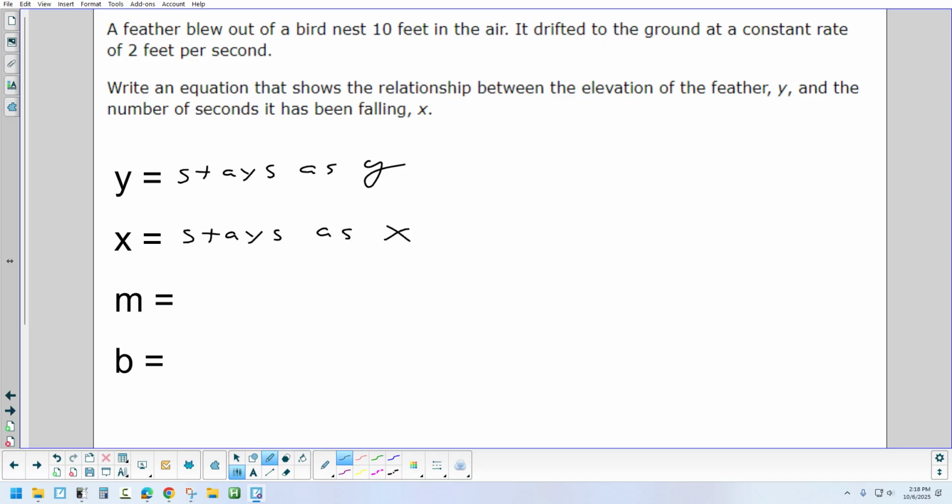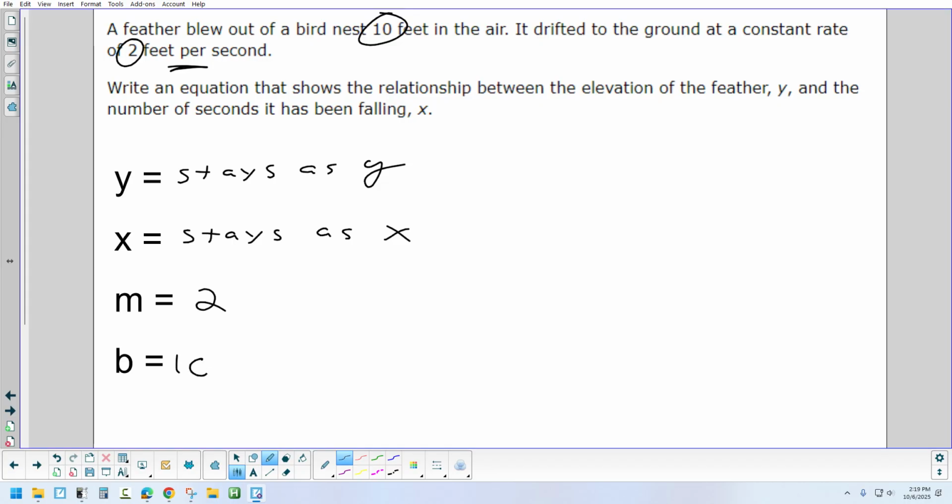Now, m is the slope. Out of our two numbers, 2 and 10, which one would be the slope? The 2, because it's not like the feather just falls 2 feet. No, the feather falls 2 feet every second. So every second it drops another 2 feet. So that's your slope. And which number would be your y-intercept?